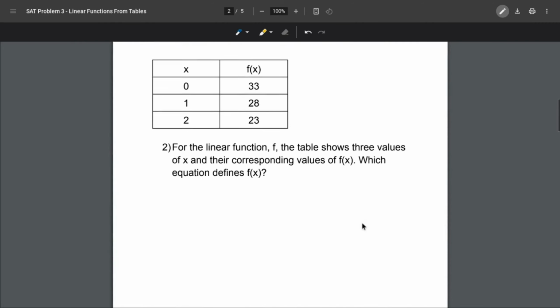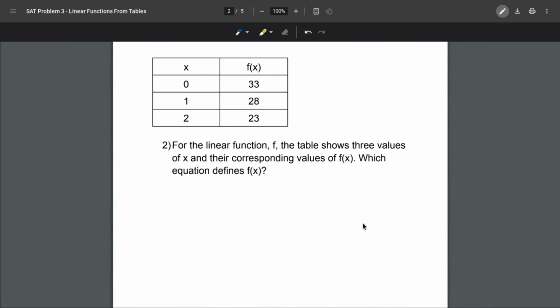Okay, let's look at the second problem. Same thing, we're given a table with x values 0, 1, and 2, and f of x values 33, 28, and 23. We'll start with our intercept here. That's 33. So I'm going to say f of x equals, and we'll leave a space here for our slope, and we'll say plus 33.